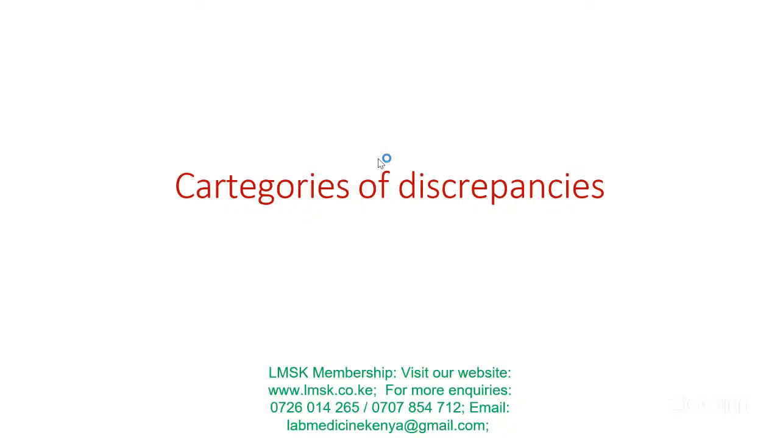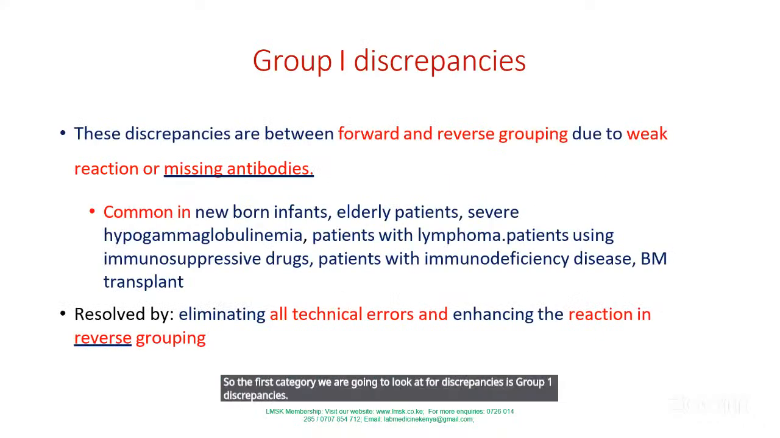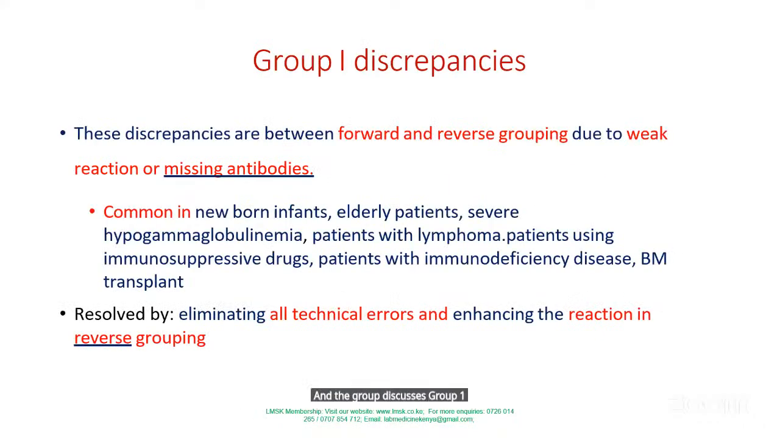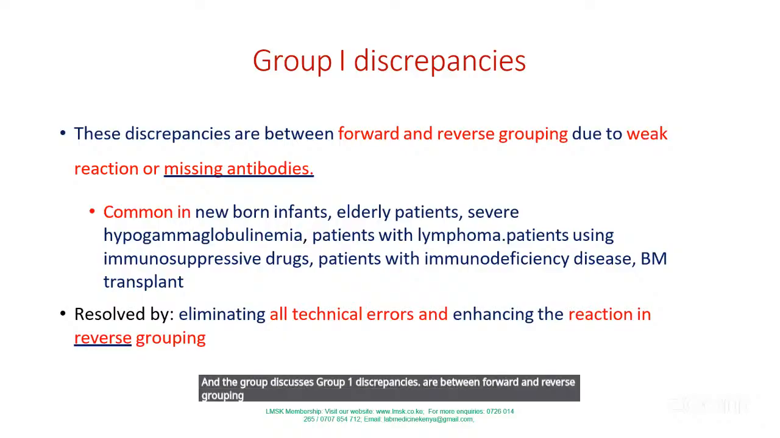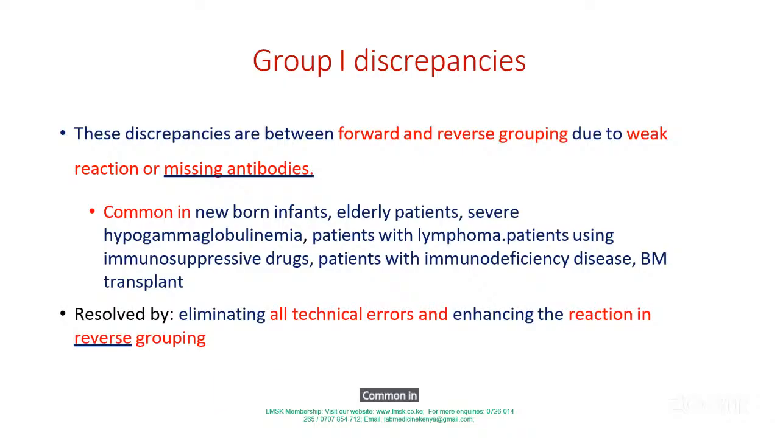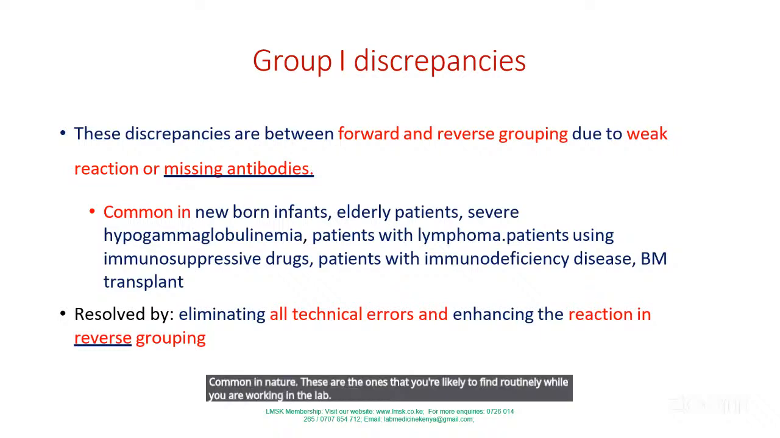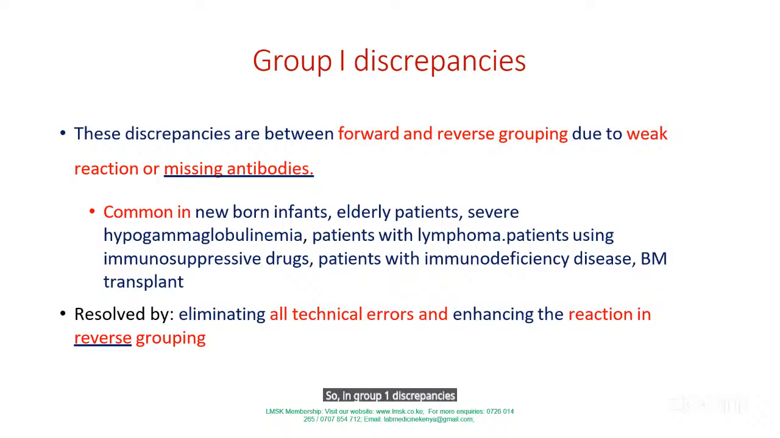So the first category we are going to look at for discrepancies is group 1 discrepancies. The group 1 discrepancies are between forward and reverse grouping due to weak reacting or missing antibodies, and they're the most common in nature. These are the ones that you're likely to find routinely while you're working in the lab. In group 1 discrepancies, we are talking about where the forward grouping and the reverse grouping are not matching, and this is due to either a missing antibody or a weak reacting antibody.